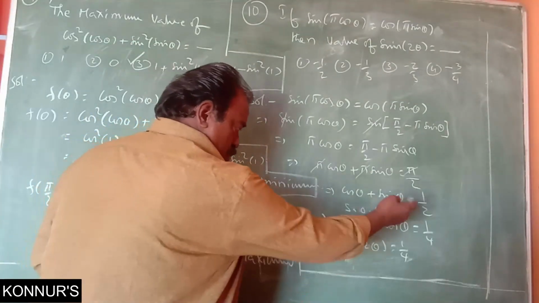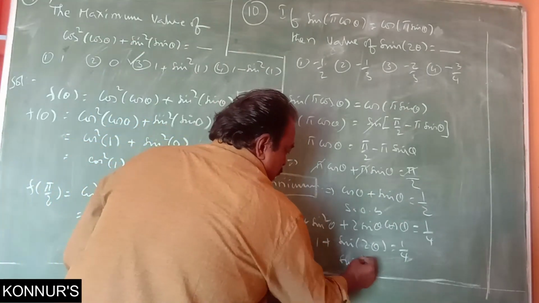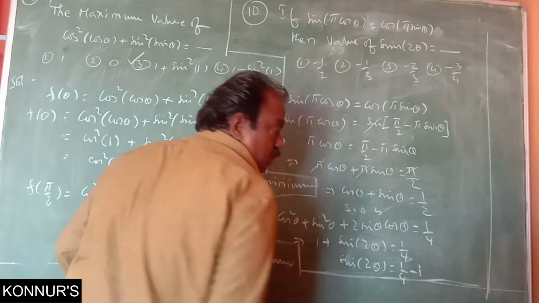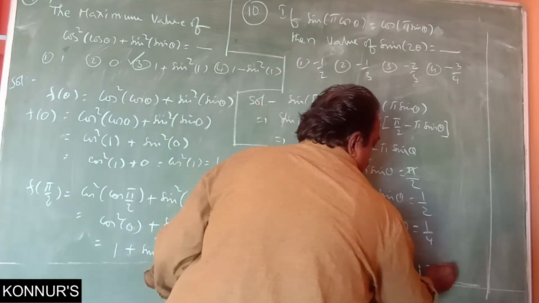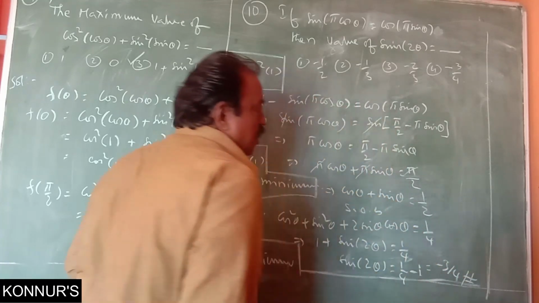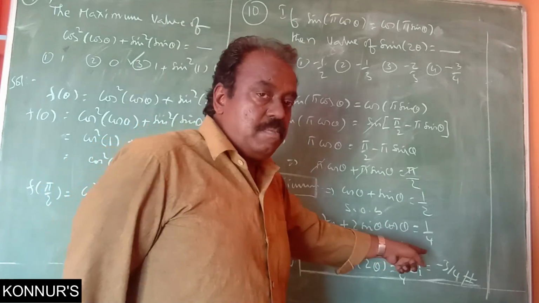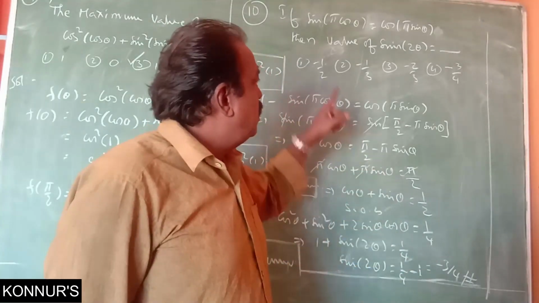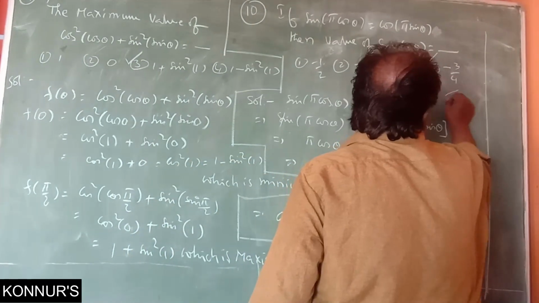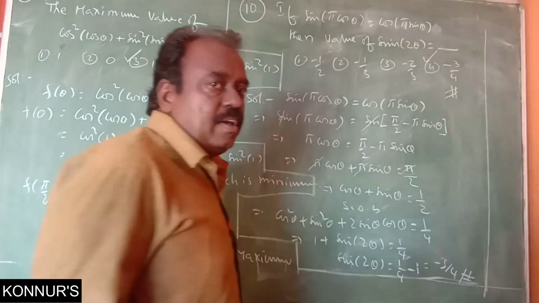This 1 goes to the other side. Sin 2 theta is equal to 1 by 4 minus 1. It is minus 3 by 4. Minus 3 by 4 is the answer. Fourth option. Is it clear?